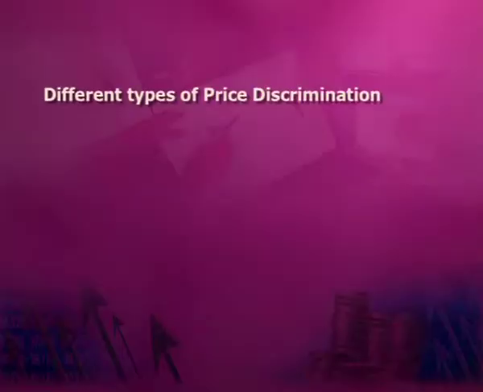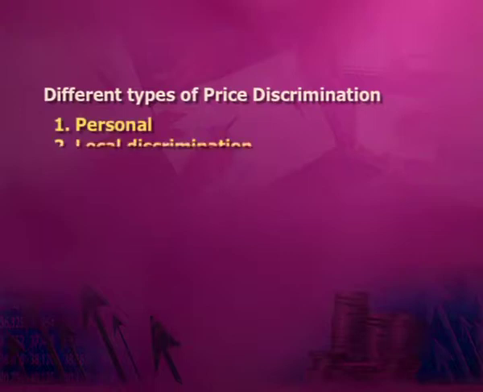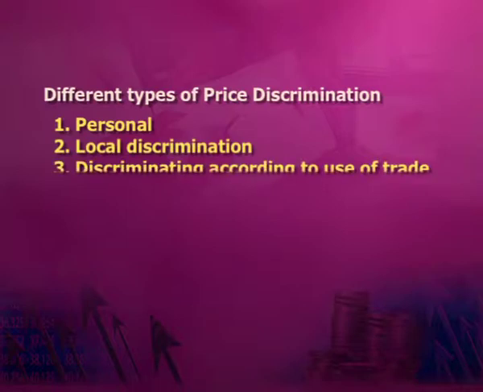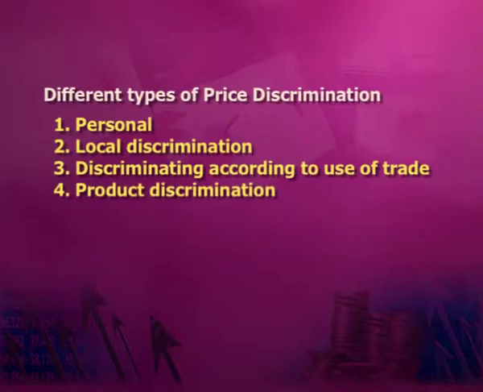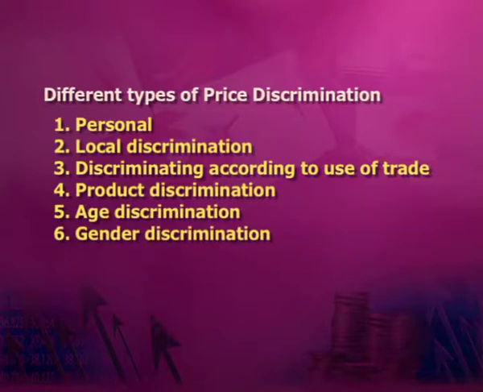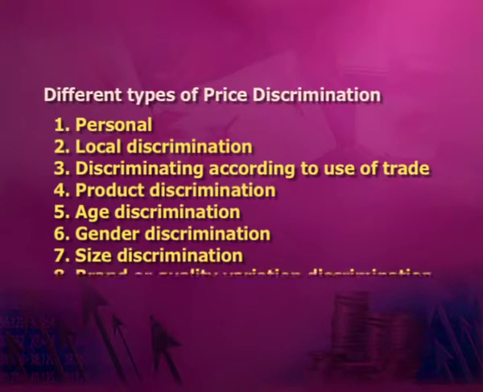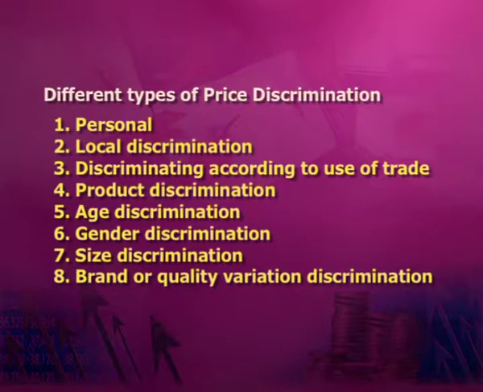Price discrimination occurs when a producer sells a specific commodity or service to different buyers at two or more different prices for reasons not associated with difference in cost. There are different types of price discrimination. First is personal discrimination, then local discrimination, third is discrimination according to use of trade, fourth is product discrimination, fifth is age discrimination, sixth is gender discrimination, seventh is size discrimination, eighth is brand or quality variation discrimination.